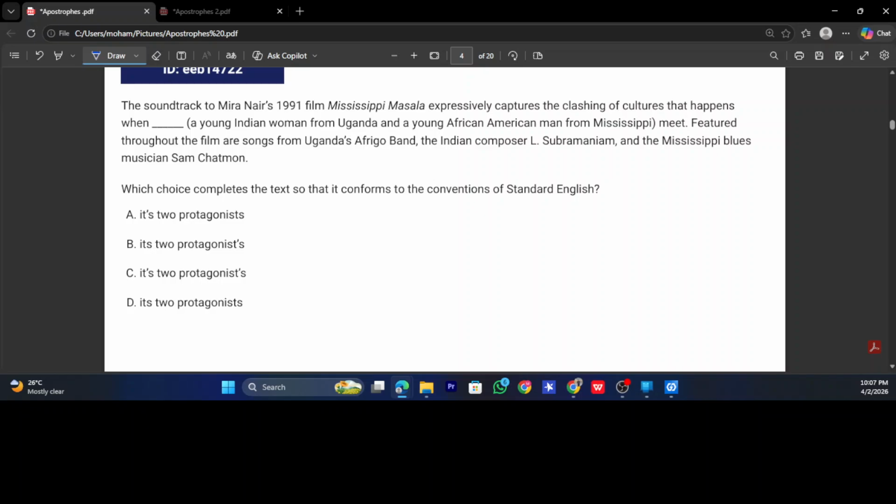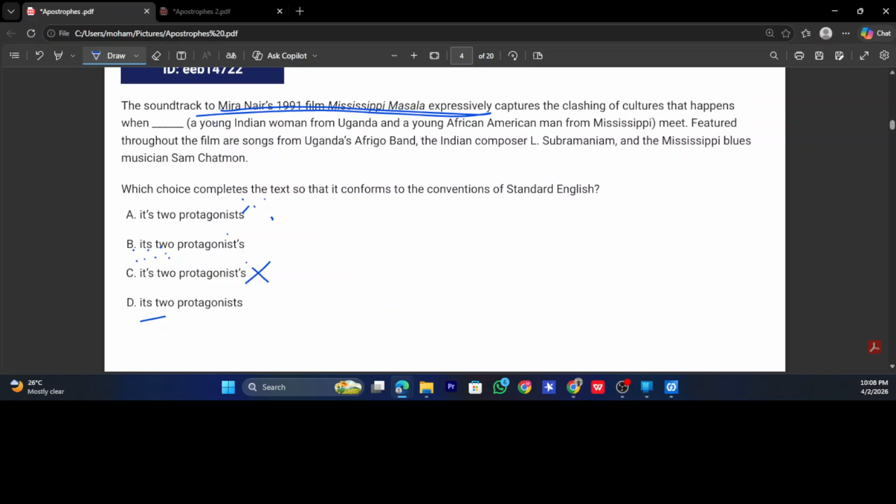The singular possessive nouns. Okay. First of all, you look at the choices. There is only one, and you need a singular possessive determiner like its or it's. So immediately cross out these two choices.